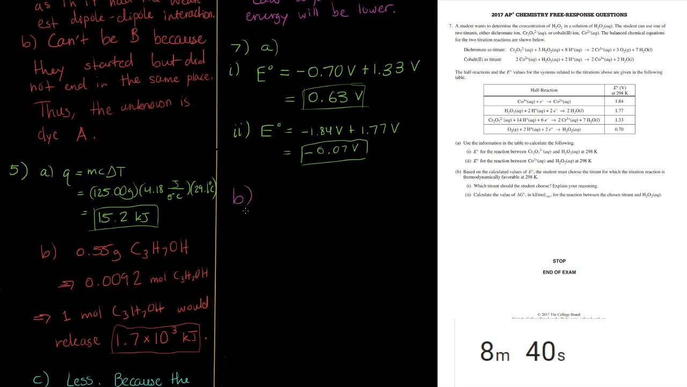Based on the calculated values of E, the student must choose the titrant for which the titration reaction is thermodynamically favorable at 298 Kelvin. Which titrant should the student choose? Explain your reasoning. Well, if he chooses cobalt, he'll have a negative voltage, which means it will not be thermodynamically favorable. So he should be choosing the dichromate.